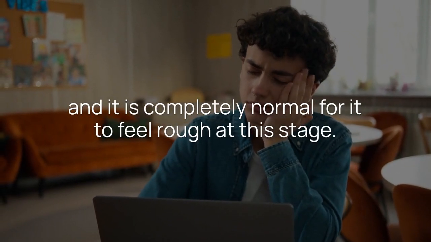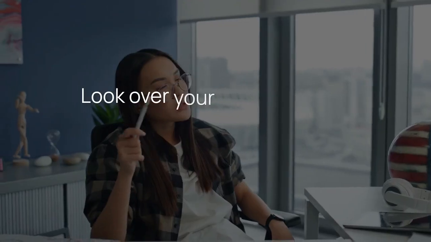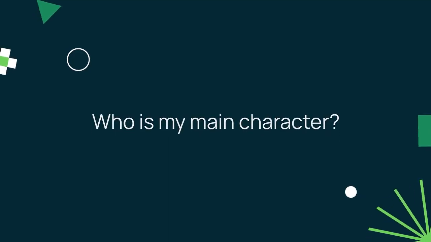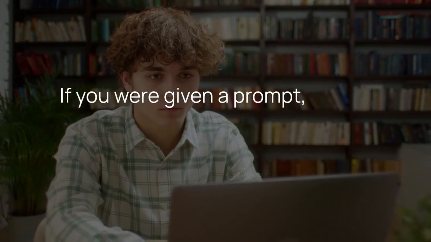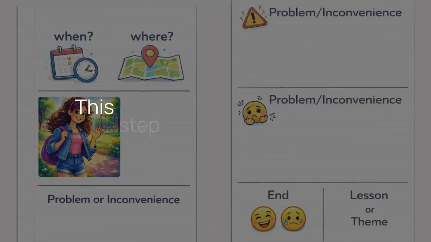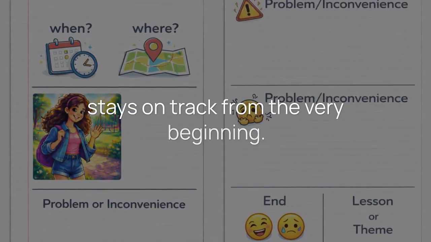Before you begin writing, take a moment to review your brainstorm. Look over your notes and ask yourself a few important questions. Who is my main character? What problems do they face? How does the story end? If you are given a prompt, read it again to make sure your story matches what is being asked. This step helps you focus your ideas and ensures your story stays on track from the very beginning.